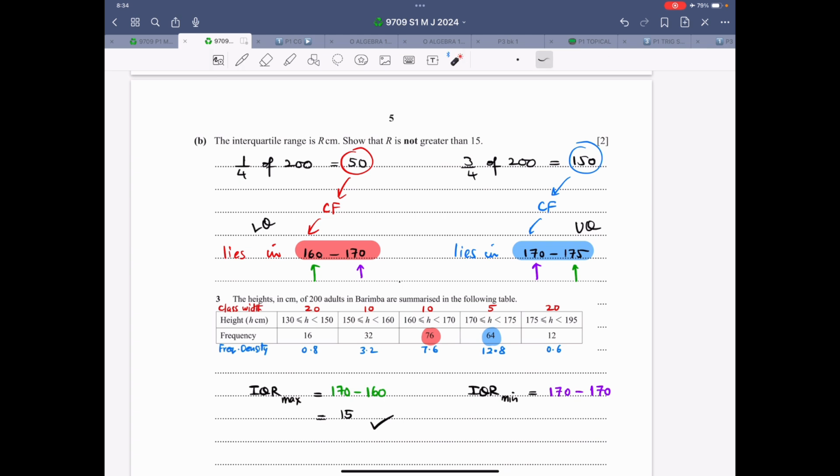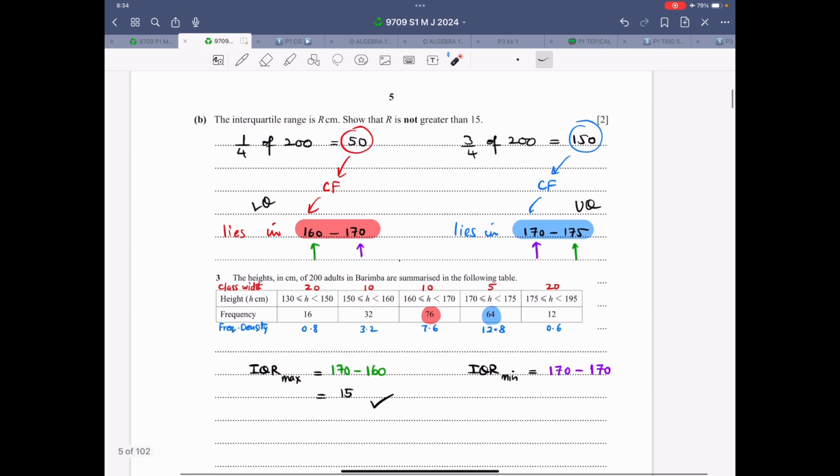So now over here, let's back solve. This is 12, and if I subtract 64, 74, 76, that means this would be something like the 124th value or something, or 126th value or something. That means the 150th value would be lying in this interval. So lower quartile lies in this interval, upper quartile lies in this interval. And what are the options? If I need the maximum value of IQR, I take upper quartile to be the maximum, lower quartile to be the minimum.